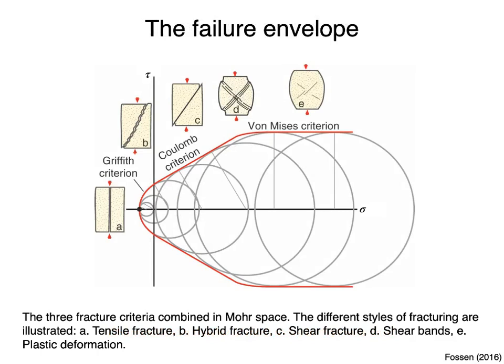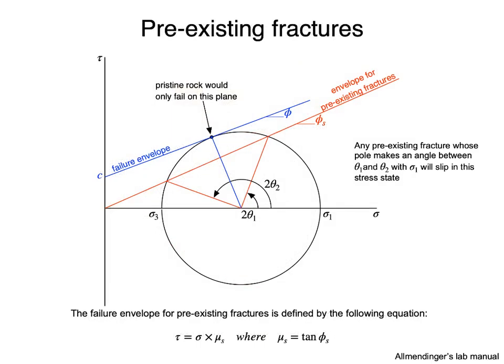This figure illustrates the three fracture criteria: Griffith, Coulomb, and von Mises. The different styles of fracturing are also illustrated: tensile, hybrid, shear fracture, shear bands, and plastic deformation. As you know from outcrops, rocks can have pre-existing fractures or planes of weakness. So, we should consider two failure envelopes: the failure envelope for the rock, in blue, and the failure envelope for sliding on pre-existing fractures, in red.